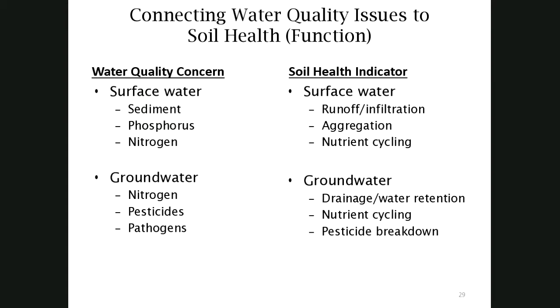Groundwater, similarly, we have drainage and water retention. Those are things that we can measure, and they are being proposed as soil health indicators. Again, nutrient cycling: if we're able to trap the nitrogen in the soil a little better and keep it there, in the root zone, that decreases our risk for nitrate loading into the groundwater. And then pesticide breakdown, like Donna mentioned earlier too.